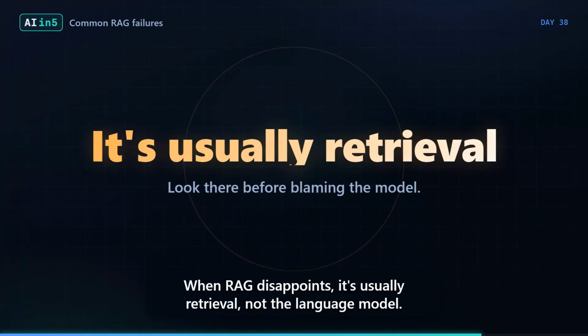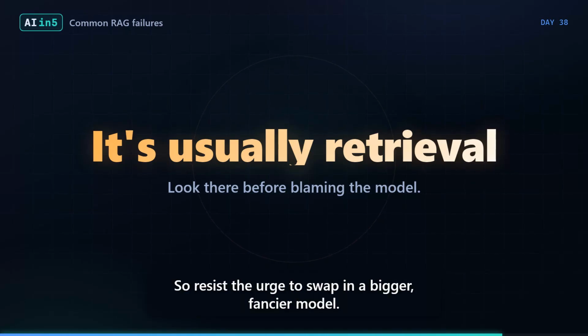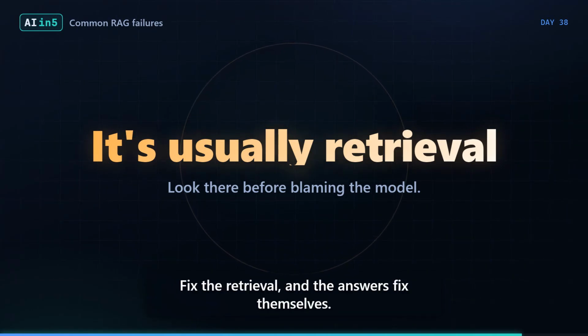If you remember one thing, make it this. When RAG disappoints, it's usually retrieval, not the language model. The model can only be as good as the context you feed it. So resist the urge to swap in a bigger, fancier model. 9 times out of 10, the leverage is in getting the right text in front of it. Fix the retrieval, and the answers fix themselves.